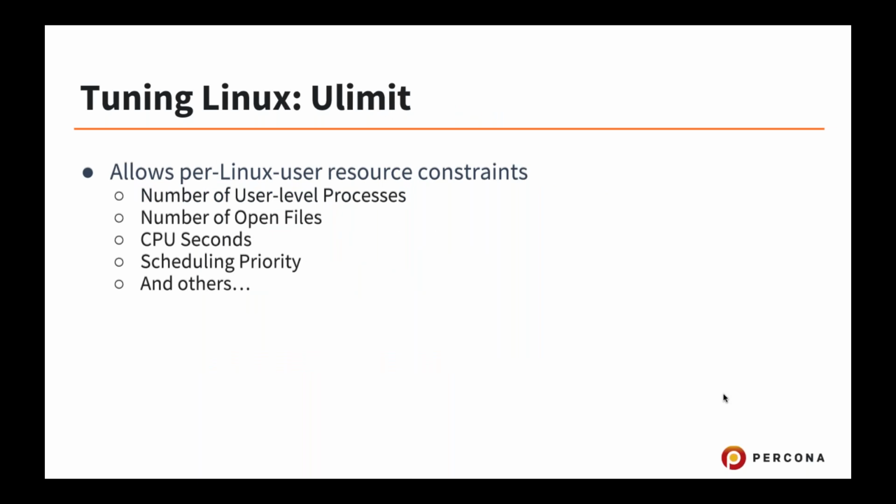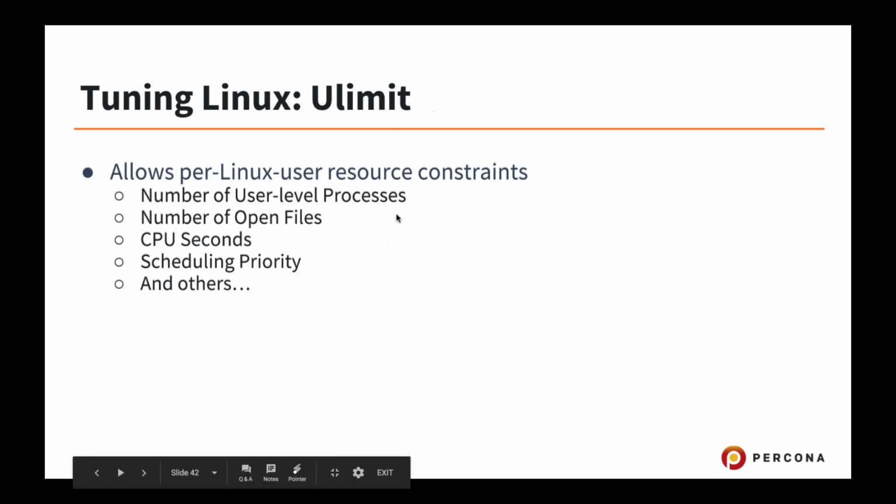Ulimit is a limitation, or kind of a resource limitation, in the Linux kernel that doesn't let programs use too many threads or too many open files or too many CPU seconds, things like this. This is one of the most common problems I see with Mongo: the number of user level processes is set too low.